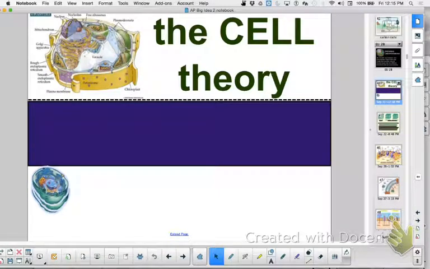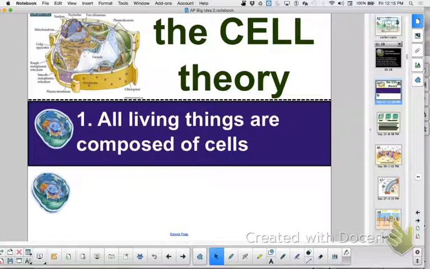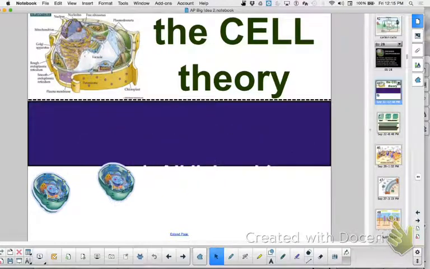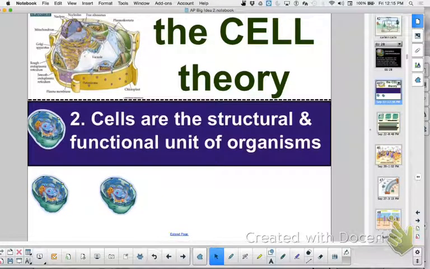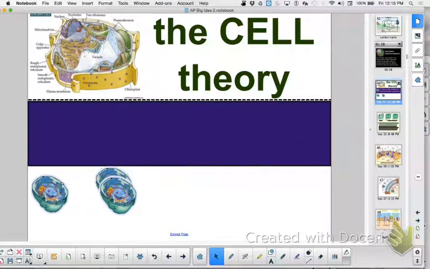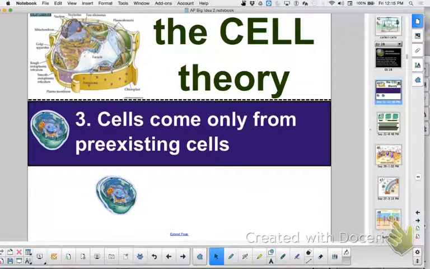If you remember the three parts of the cell theory: all living things are made of cells, cells are the structural and functional units of organisms, that's how they work, and cells can only come from pre-existing cells. And if you remember, we also discussed in order.